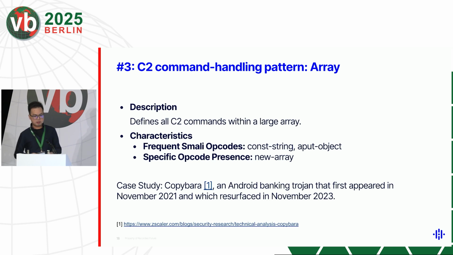Our third pattern involves storing command strings in a large array. The malware typically iterates through this array or uses an index to retrieve and process the commands. An example of this is the Capybara banking Trojan. The characteristics of this pattern include the frequent use of Smali opcodes such as const-string and aput-object. And most importantly, we look for at least one specific opcode, new-array, which is used to initialize an array for adding new elements later on.